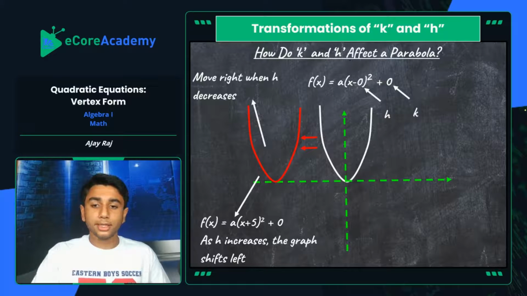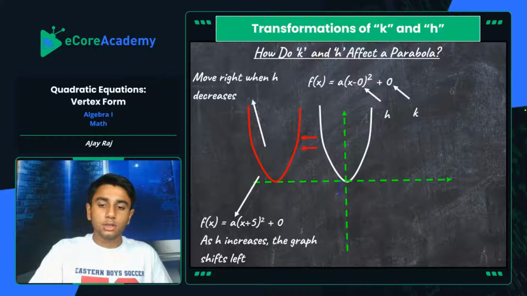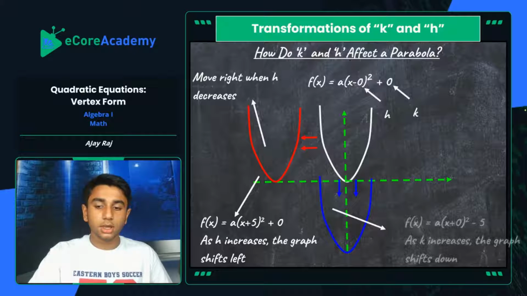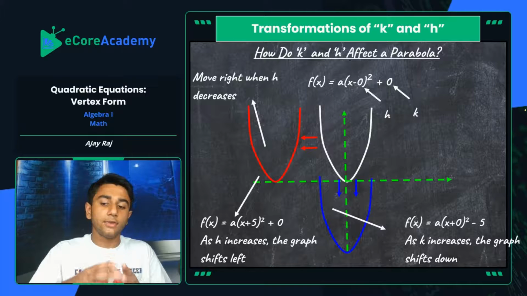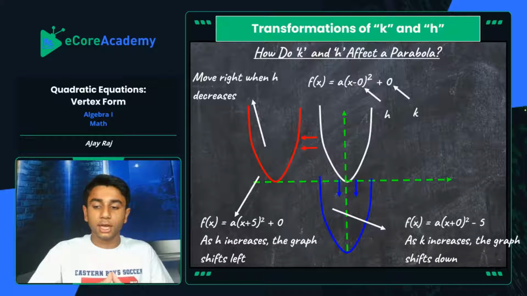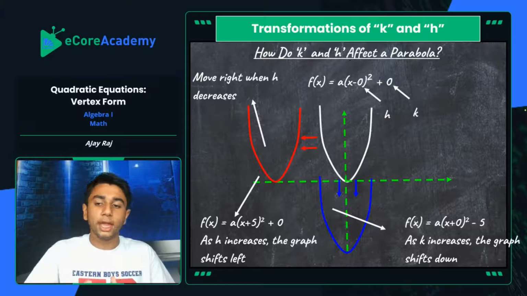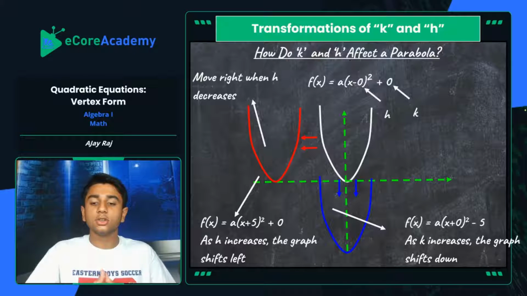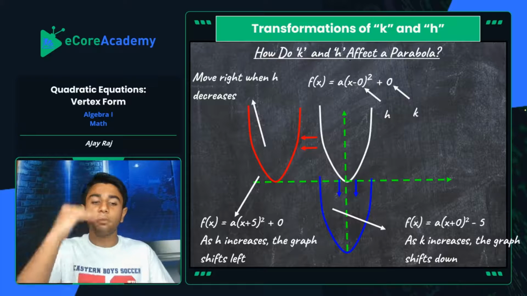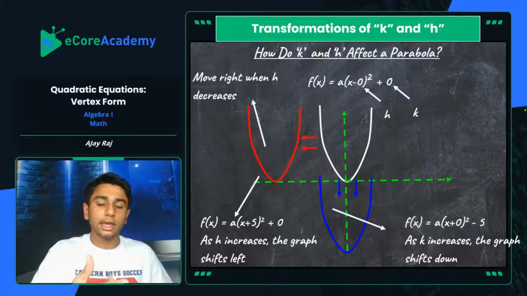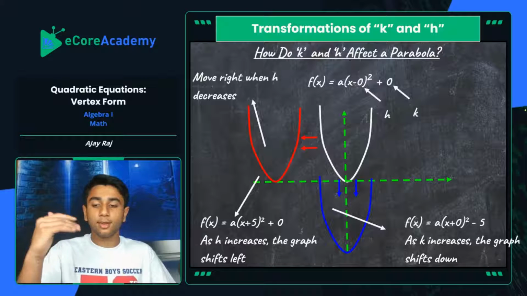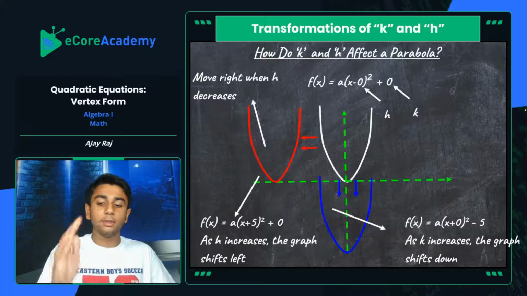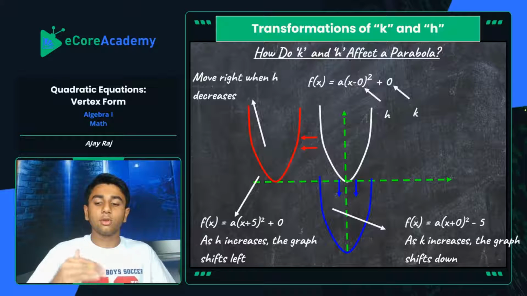Now, up and down, you can already guess that's both going to be affected by k. So if we wanted to move our graph, for example, down and create this new blue graph as our transformation, the new function is going to be f of x equals a times x plus 0 squared minus 5. Again, this is similar to our original equation, except that we replaced our k of 0 with negative 5. So all we did was add the negative 5 and we shifted down 5 units. So unlike your h value, whenever you're shifting down, whatever the face value is, negative 5, negative means you're moving down. So as k increases, the graph, as k decreases, I apologize.